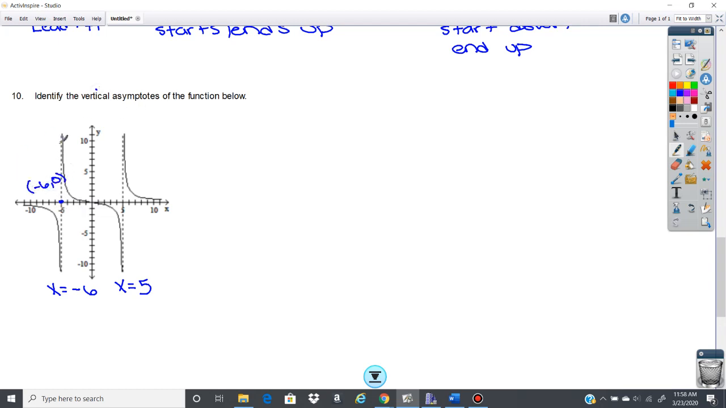Let's see, this point here is -6, 10, -6, -8. That's why it's x equals, because all of the x values are the same. So those are your two vertical asymptotes.